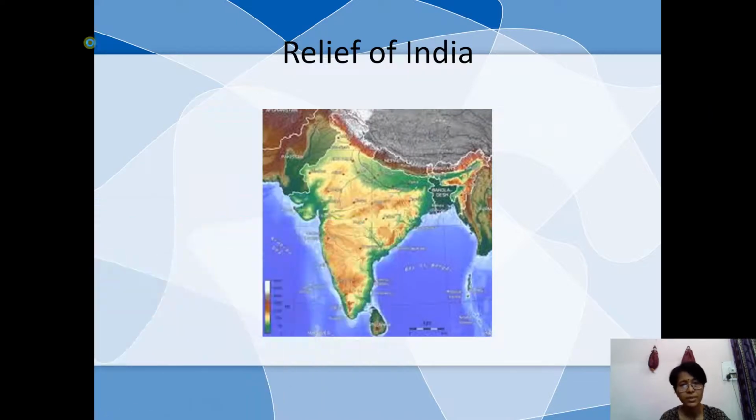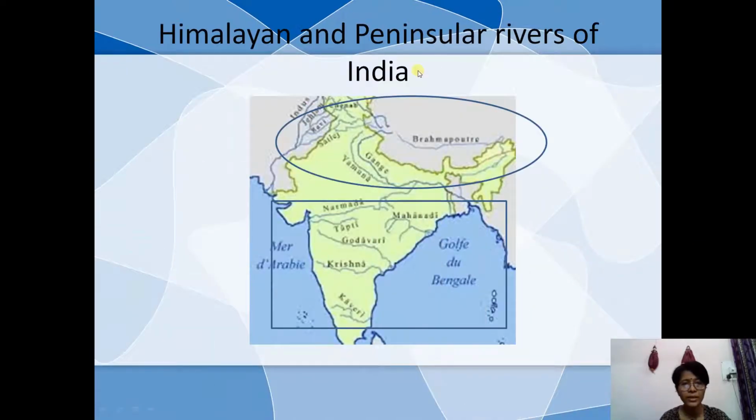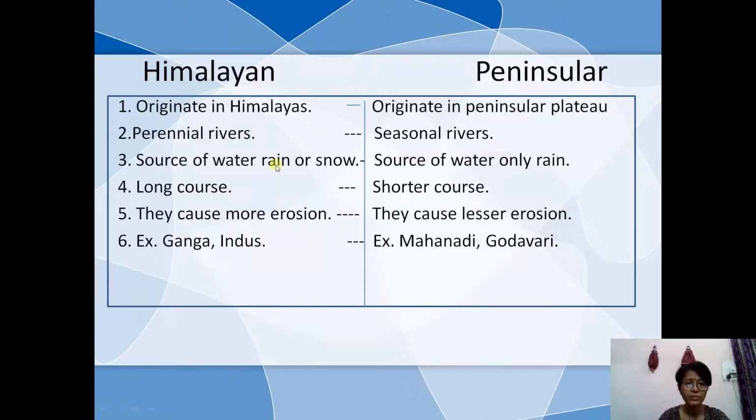Now, see, this is the relief of India. That means the variety of those landforms. And for the Himalayan and Peninsular rivers, you see this oval shape. I'm showing here where all the Himalayan rivers are located, and here, that rectangular shape, I'm showing the location of those peninsular rivers. Now, the difference between Himalayan and peninsular rivers.